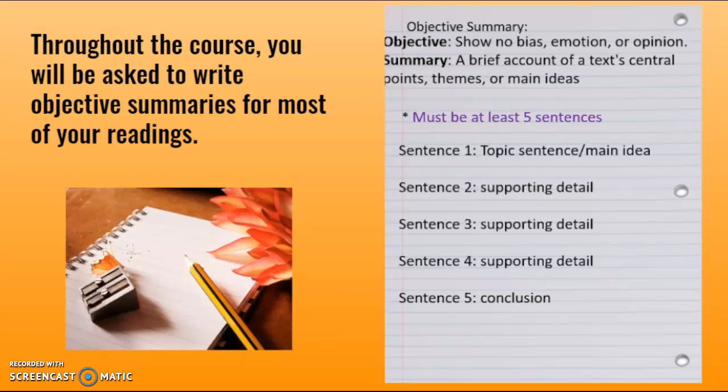So you have your first sentence. Sentence 1 should be your topic sentence or main idea. If I'm writing about Finding Nemo, my topic sentence would be something like, "A father goes on a journey across the ocean to find his son."